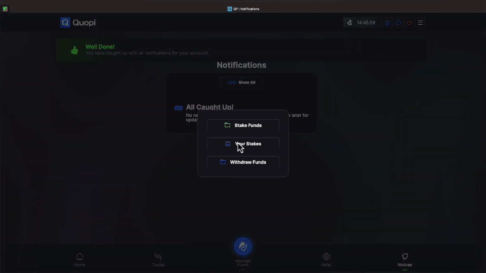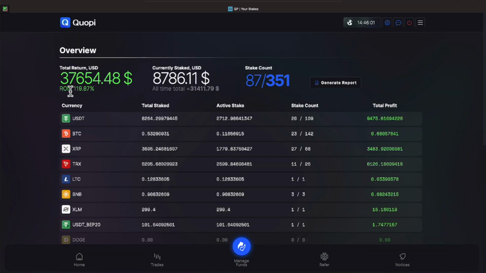Let's go ahead and slide over and see how much we're affecting our balance. Right now we have a total return of $36,654.48. Our return on investment is 119.87%. We currently have 87 items staked. We have had as many as 351 items to give us an all-time total staking of $31,411.79. We currently have $8,786.11 staked.